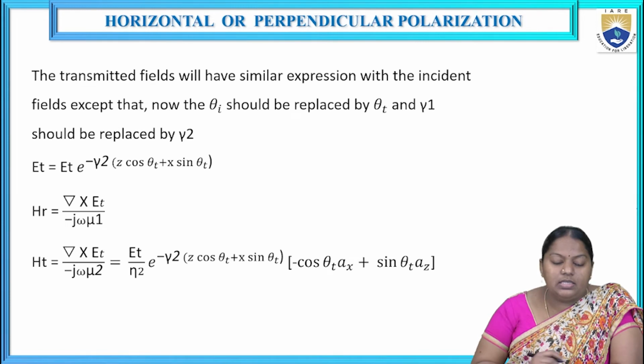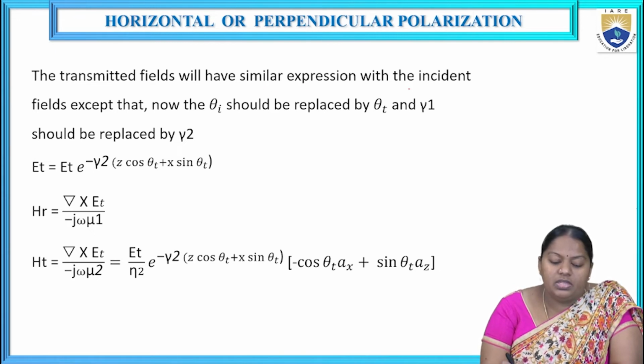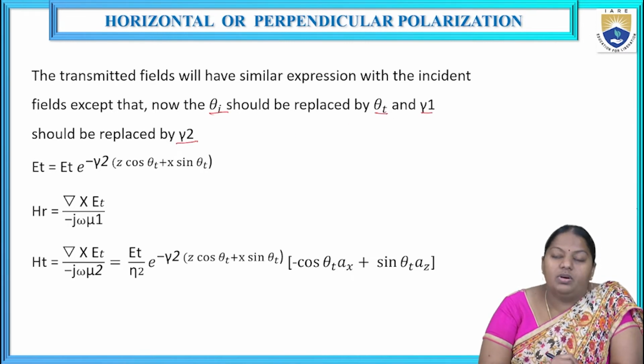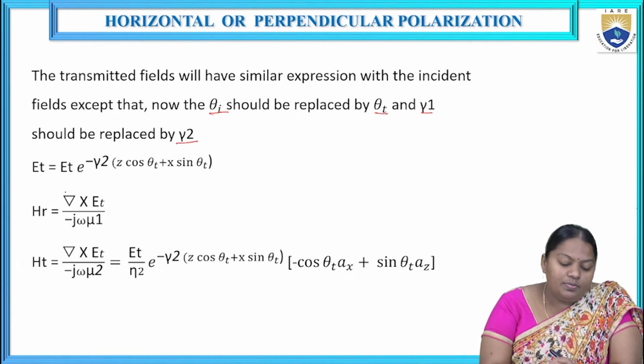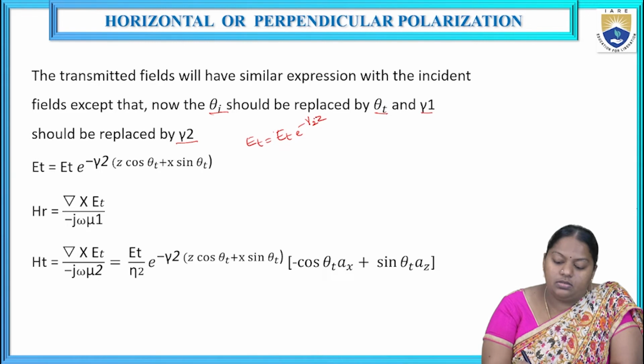Now next is to write the transmitted wave field strengths ET and HT. See, the transmitted fields will have a similar expression to the incident field, except that theta I is replaced by theta T and gamma 1 is replaced by gamma 2. Why? Because the incident wave is moving in medium 1, whereas the transmitted wave is in medium 2. Right? Then we write the equation for ET as ET into e power minus gamma 2 into z. Gamma 2 means the transmitted wave is in medium 2. That's why the propagation constant for medium 2 is represented with gamma 2.